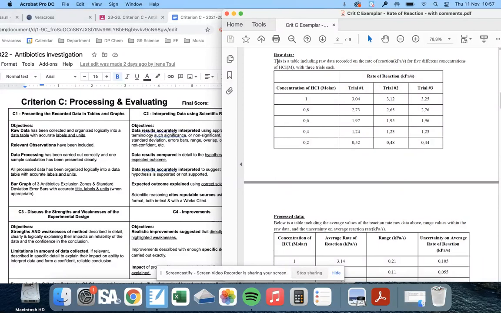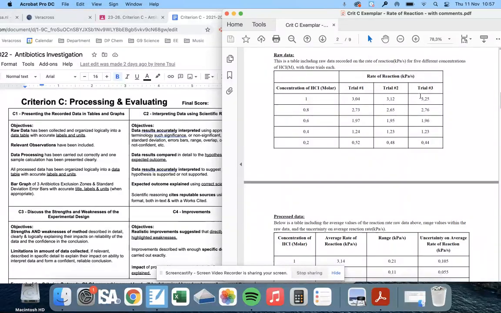This is really helpful. Think of your lab report as being something you're going to hand off to someone who doesn't know anything about your investigation. You should be adding enough detail so that somebody who doesn't know what your investigation is about can follow it. So this has a sentence that describes what's in the data table.